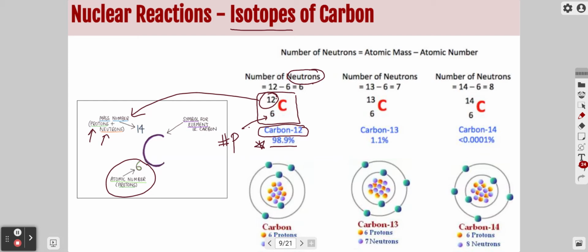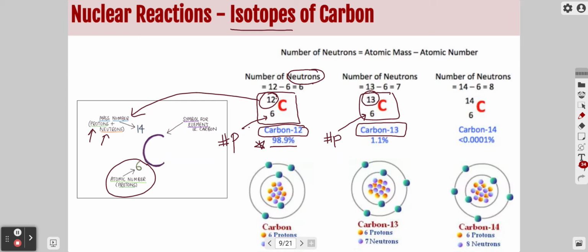All right. So there's another isotope of carbon: carbon-13. You'll see the atomic number for carbon does not change. The number of protons is still 6. It never changes. If the protons change, then the element is a whole new element. So 6 protons, but our mass number can change.